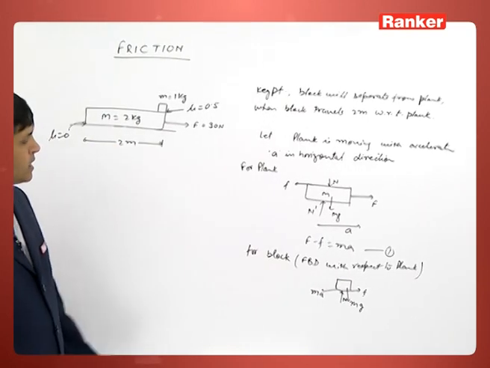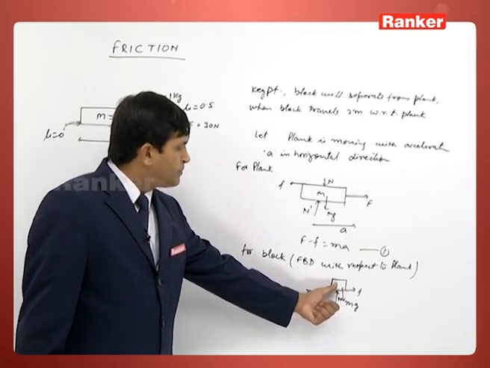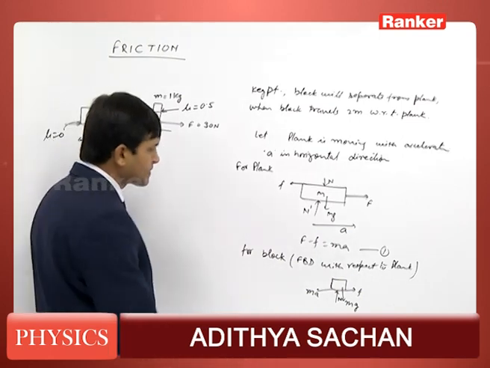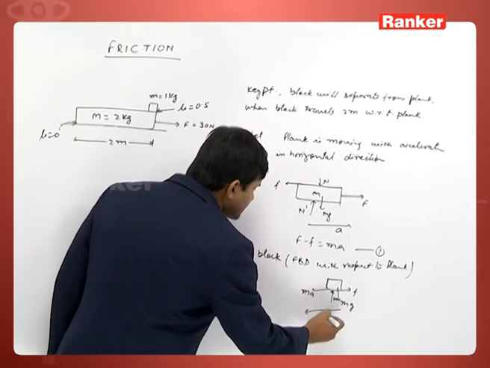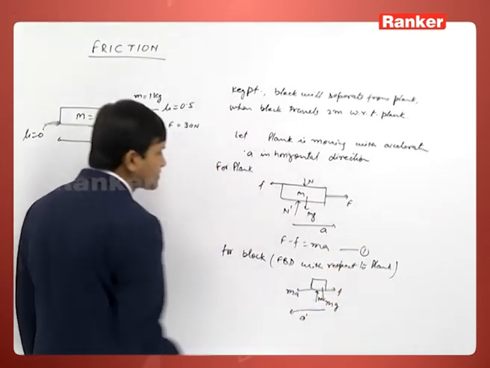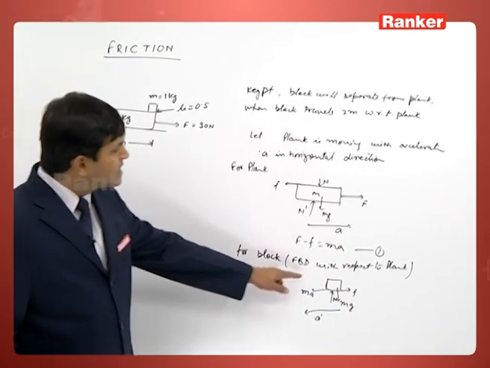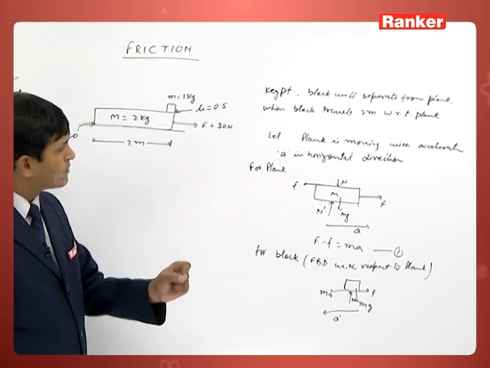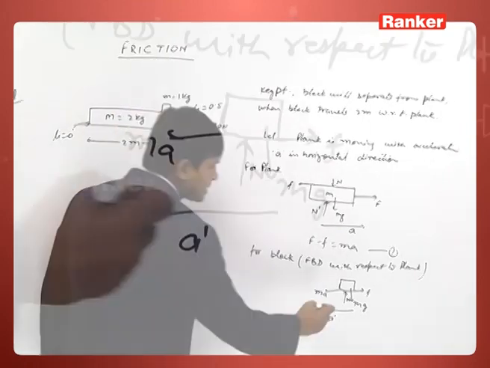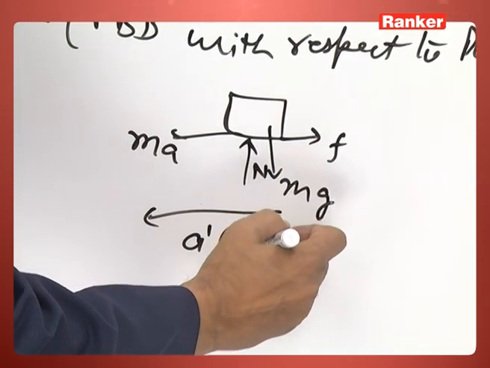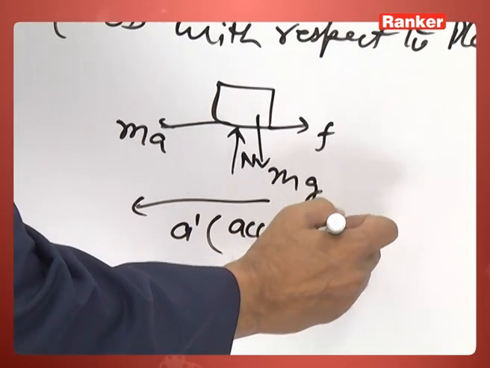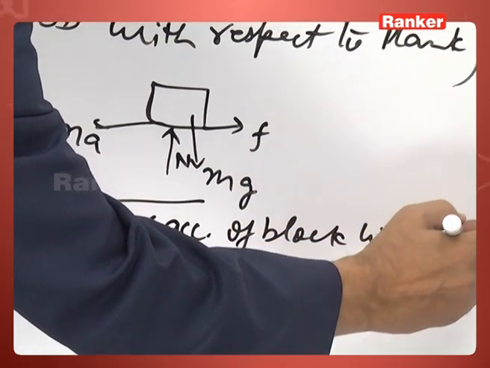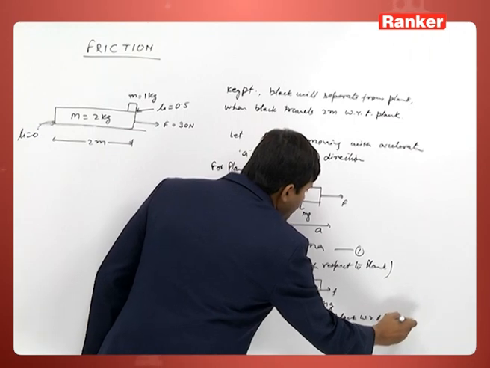Now, if the block is moving in that side with acceleration a dash, since our FBD is with respect to the plank, a dash is the acceleration of the block with respect to the plank. This is the acceleration of the block with respect to the plank. This is an important point here.